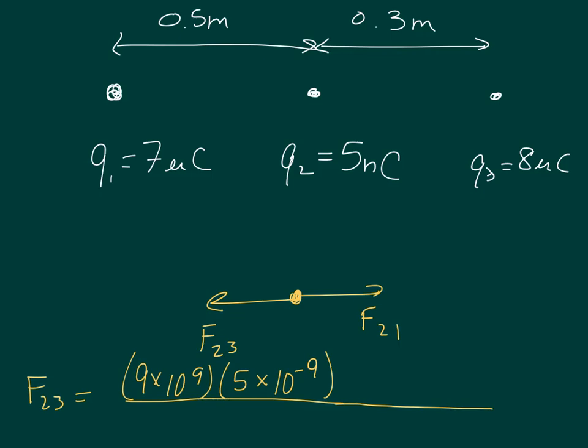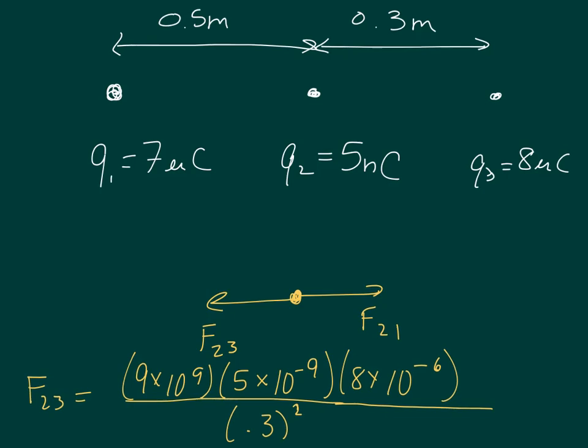So by the way, look at what I'm doing. I'm calling this Q2, because we're looking at F23. So this is Q2, and then Q3 right here is going next to it. Okay? 8 times 10 to the negative 6. Be careful, that's micro, not nano. Look at the units. It's hard to see. It's micro 6. Good. All over R23, 0.3 squared.